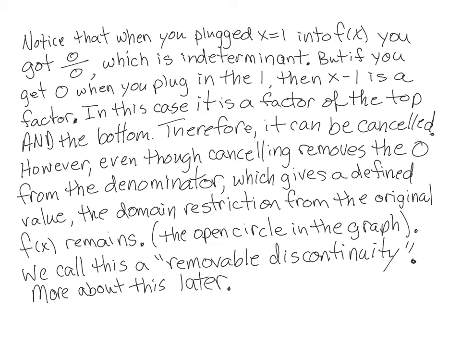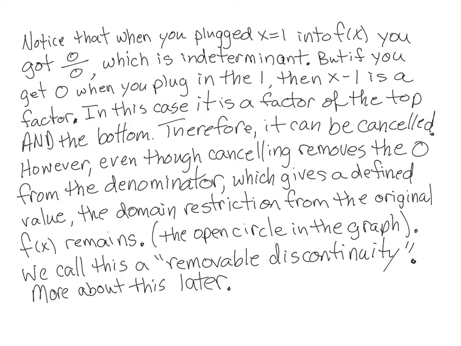So to say that again, notice that when you plugged x equals 1 into the function, you got 0 over 0, which is indeterminate. It's not even undefined. It's worse than that, right? But if you get a 0 when you plug in the value, that means x minus that value was a factor. And if you get 0 on the top and the bottom, then you had x minus 1 as a factor on both the top and the bottom. Therefore, it can be canceled.